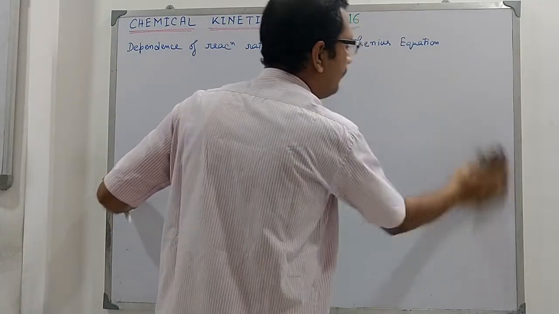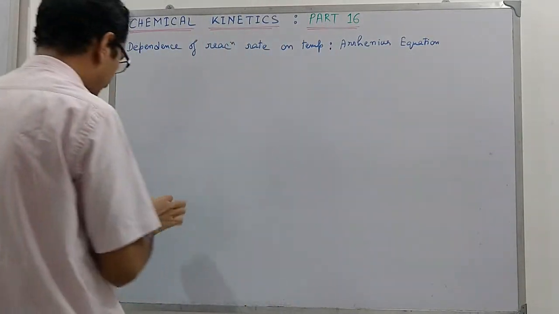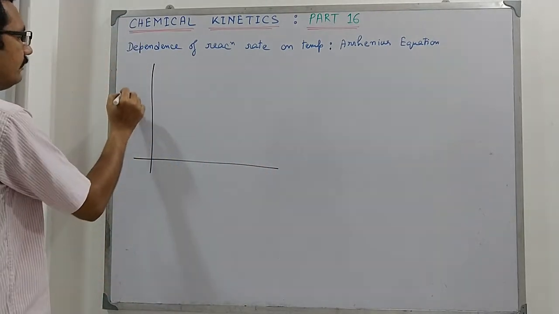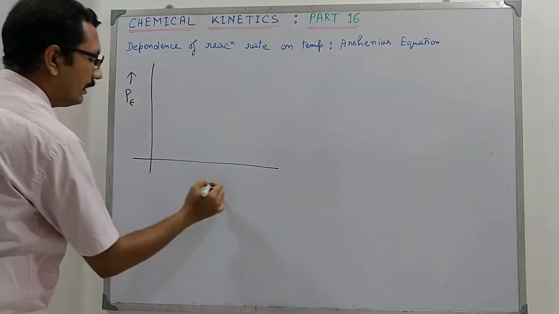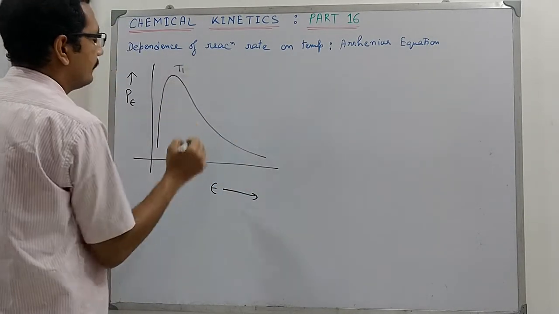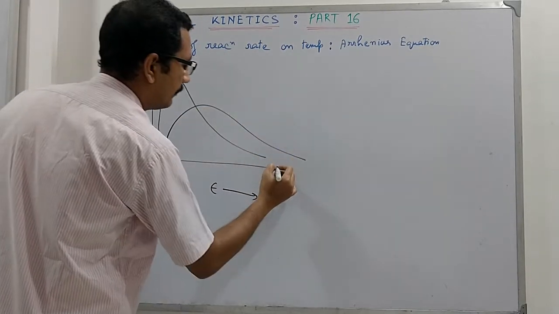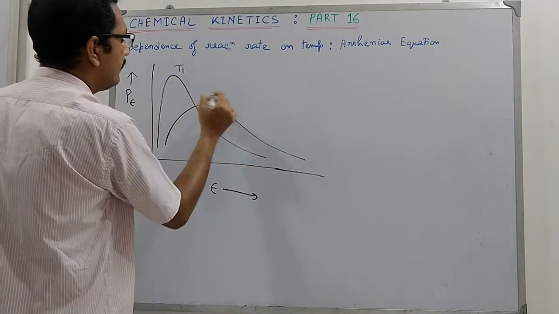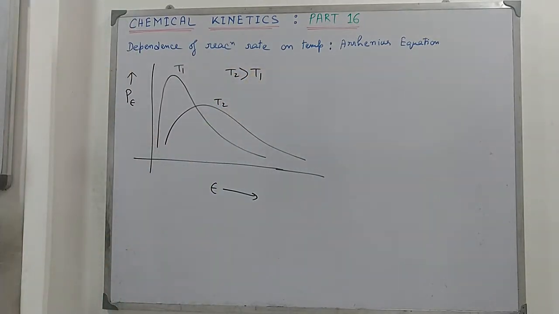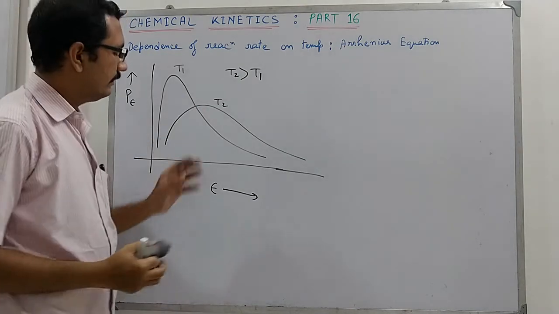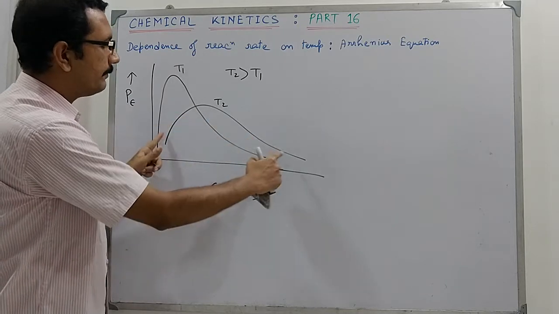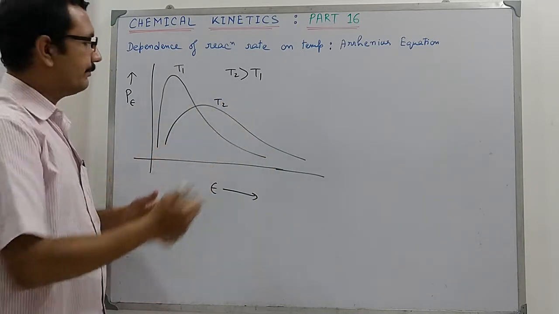Now what about the inherent feature of the Arrhenius equation, that is, with increasing temperature what happens? This can also be explained by the Maxwell distribution. Here you have the probability, here you have the energy. Now at two different temperatures, the plot will look like this. So this is T1, this is T2, obviously T2 greater than T1. With increasing temperature, the width of the spectrum increases. So you have a broader spectrum at a greater temperature.